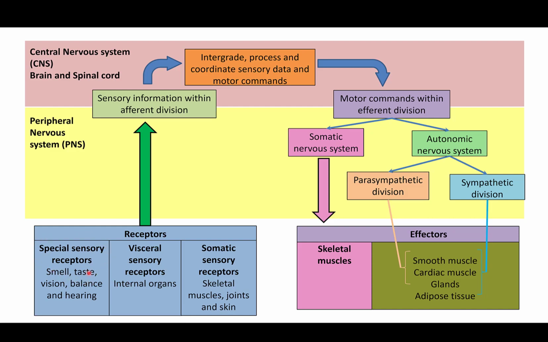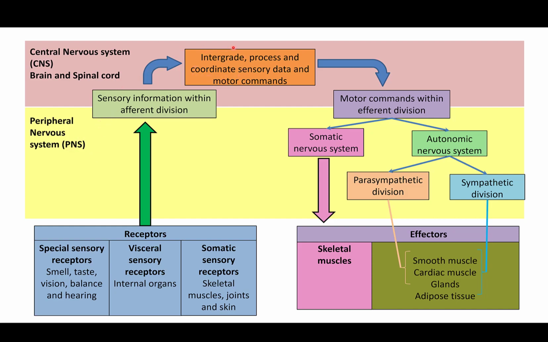And then we have the special sensory receptors. This is what we are going to talk about in this chapter. All of those receptors will send information to the central nervous system, which is the brain and spinal cord. That information will go up to the CNS through the peripheral nervous system. So this is the afferent division.